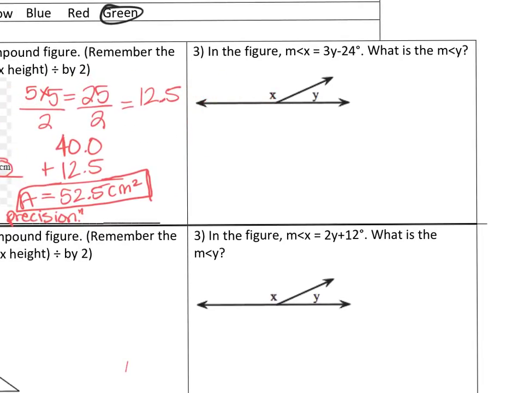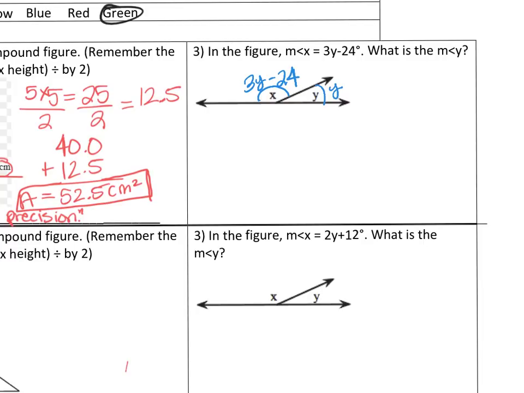All right, number 3, it says, in the figure, the measure of angle X is equal to 3y minus 24. What is the measure of angle Y? So here, the measure of angle X is 3y minus 24. So go ahead and write that. And the measure of Y, we don't know. So we could just keep Y right there.